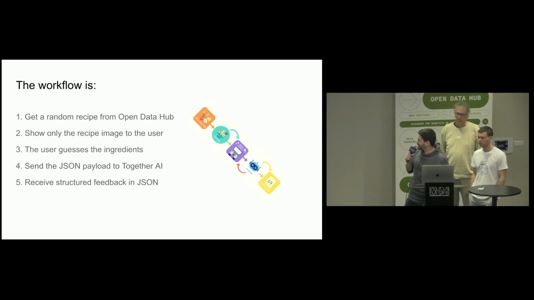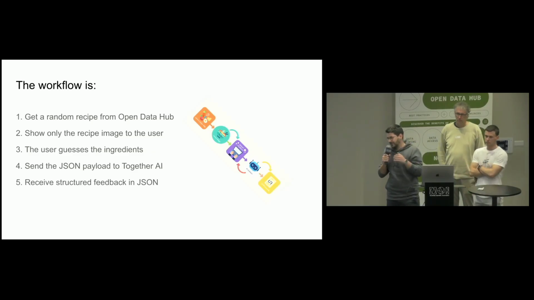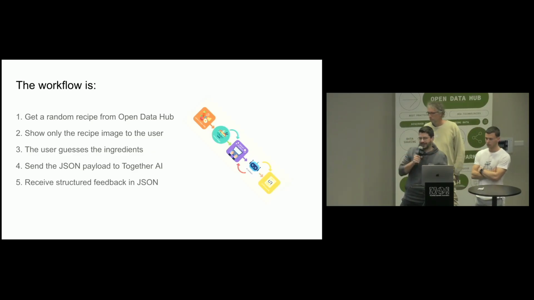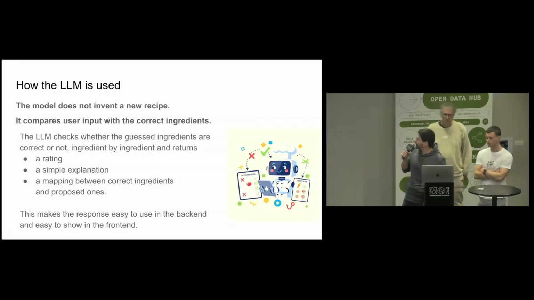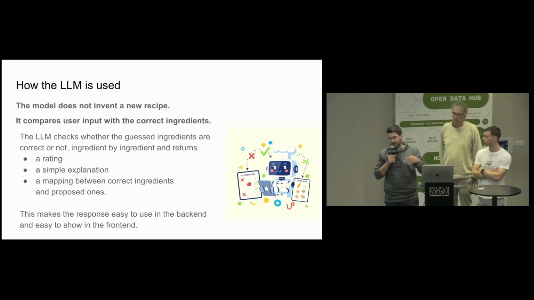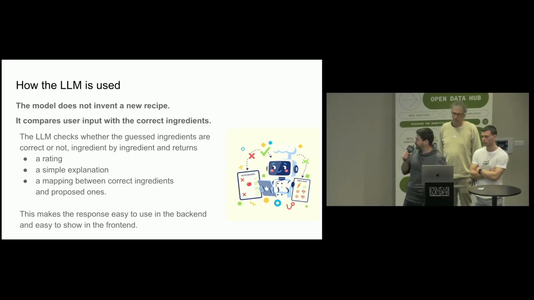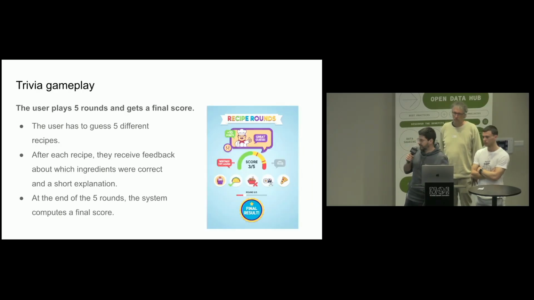And then to get over that gap between user responses and recipe information, we use the Together AI as an LLM. We receive structured feedback from the LLM, which contains a rating, a simple explanation, and a mapping between the correct ingredients and the ones provided by your user. And a user has to play 5 rounds, and then he gets a final rating.